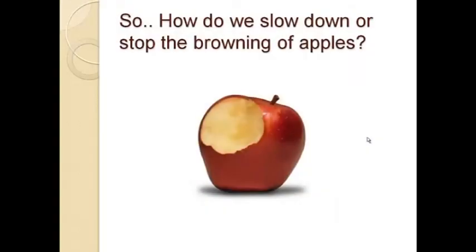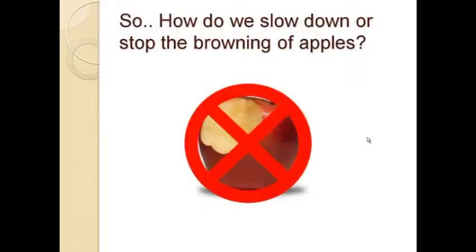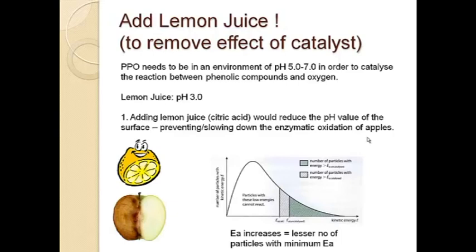So how do we slow down or stop the browning of apples? First, we can add lemon juice to remove the effect of the catalyst. PPO needs to be in an environment of pH 5.0 to 7.0 in order to catalyze the reaction between phenolic compounds and oxygen. Lemon juice here has a pH of 3.0.